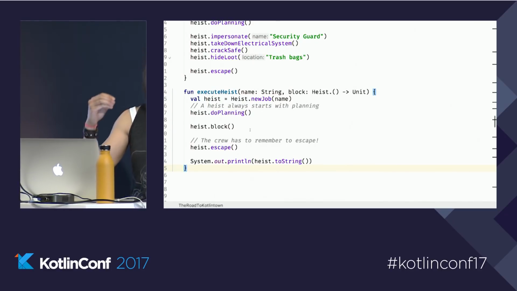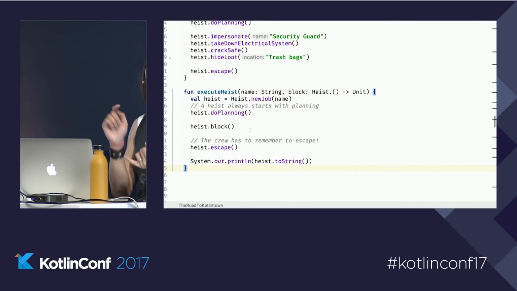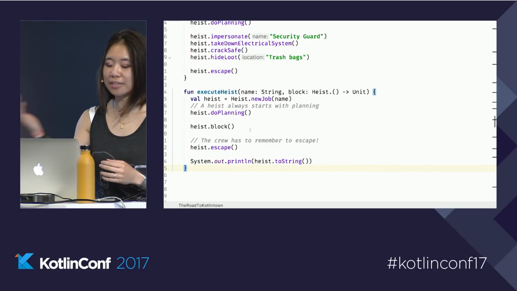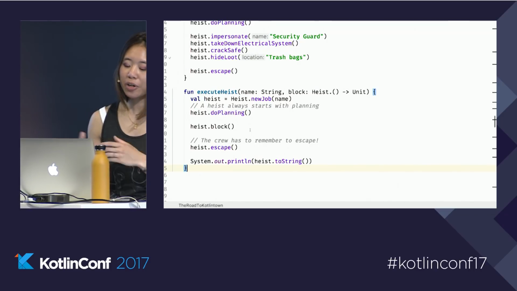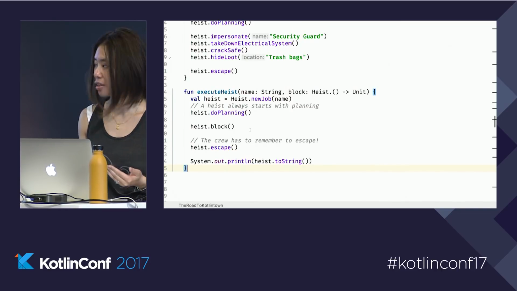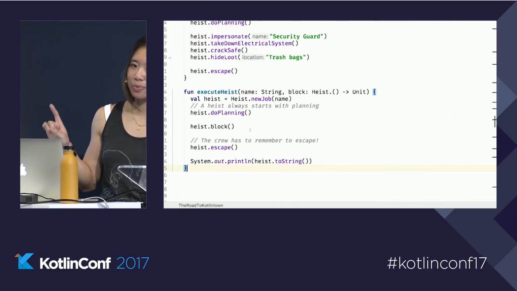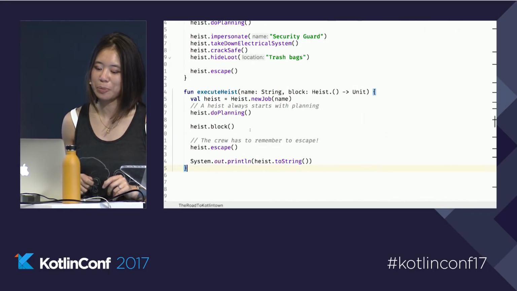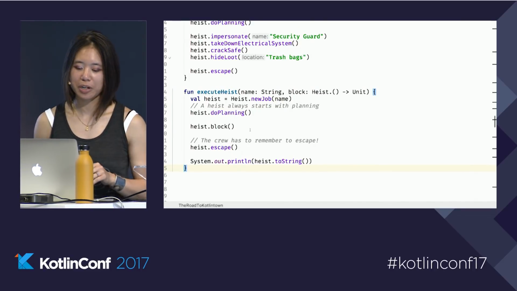And then inside of that execute around method is where we take care of the ceremony. We create our heist object, pass in the name, and then do that all-important planning that we have to do at the beginning. Then we invoke that block to take care of all the stuff we care about, to execute the fun stuff. And finally, one of the most important parts, we have to escape. We have to make sure we close things off and put a nice bow on everything. And then maybe you println and say, ha ha ha, I made off with your money.